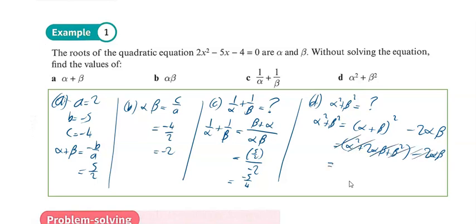And we can just say what it is. So alpha plus beta, we worked it out earlier on. It was 5 over 2, and that's squared. And then minus 2 times my alpha beta, which was minus 2. If we work that out, that's going to be 25 over 4 plus 4. 25 over 4 is going to be 6 1/4 plus 4, which is just going to be 10 1/4, and that's it.